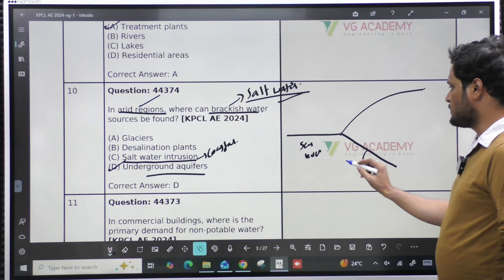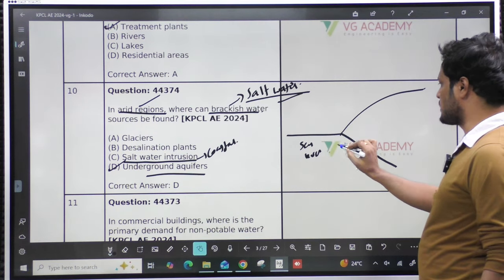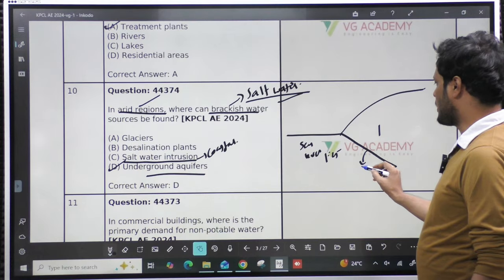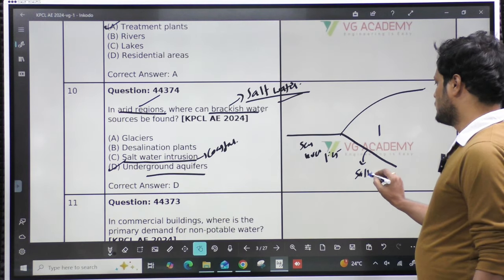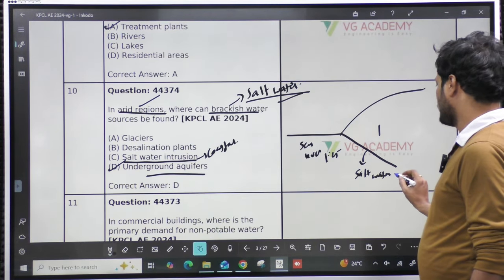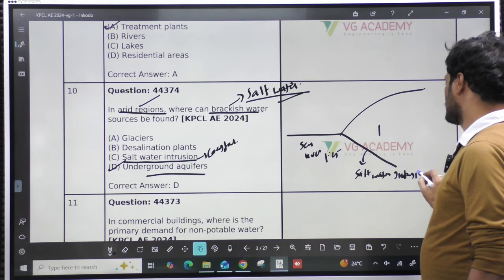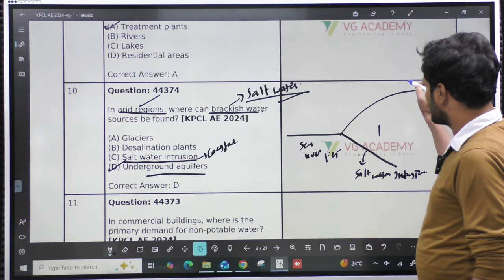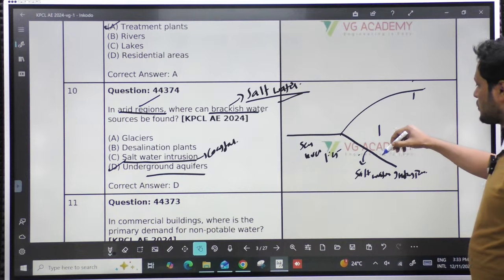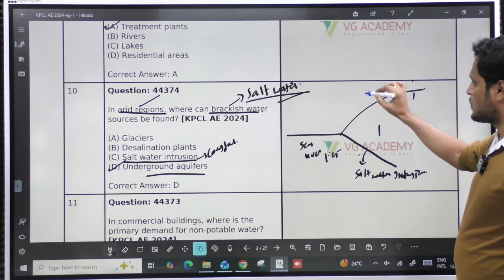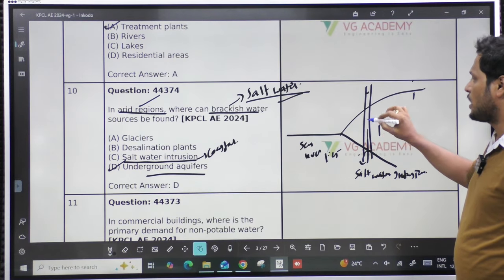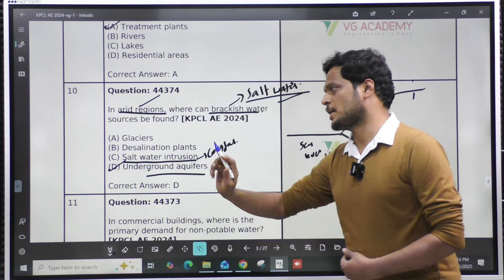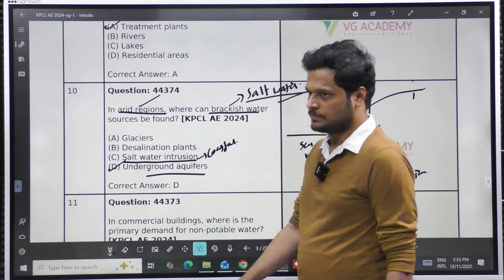The layer that is there in connection between the seawater of density 1.25 and the freshwater of density 1 forms a layer. This layer is called salt water intrusion. Sometimes when you dig a bore well, the salt water intrusion will come inside like this. So near the coastal areas also, that's why salt water will be coming to us. But they are asking arid region, so the possible answer is underground aquifers.